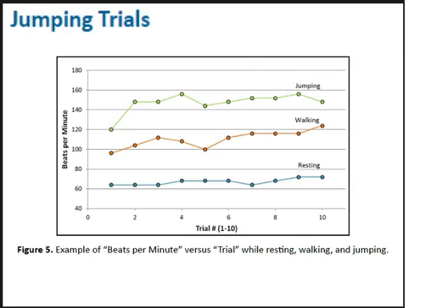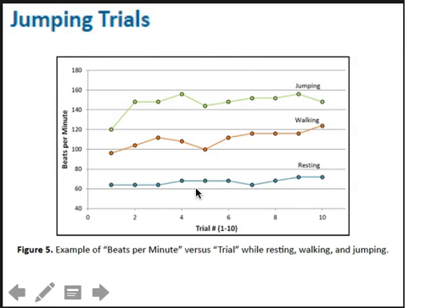Create a scatter plot for the number of beats per minute versus trial number. Plot the trial number on the independent axis, which is the x-axis, the horizontal one, and the number of beats per minute on the y-axis, which is the vertical one. Create 3 lines to represent the heart rate while resting, walking, and jumping. Insert the graph into graph 1 of your lab report assistant. An example is shown here in the panel.